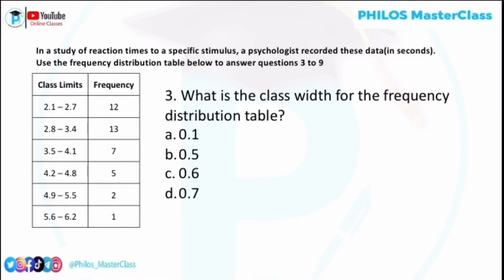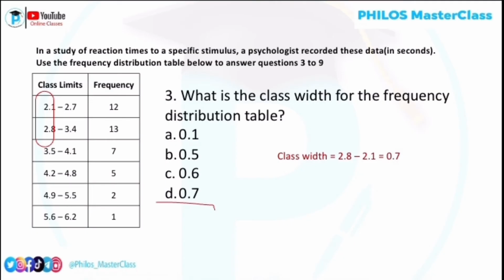To find class width, this is how we do it. We are going to find the difference between the lower class limit of the first class and the lower class limit of the second class. The lower class limit of the first class is 2.1, and the lower class limit of the second class is 2.8. So what is the difference? 2.8 minus 2.1 will give you what? It will give you 0.7. So the correct answer to this question is option D, which is 0.7.